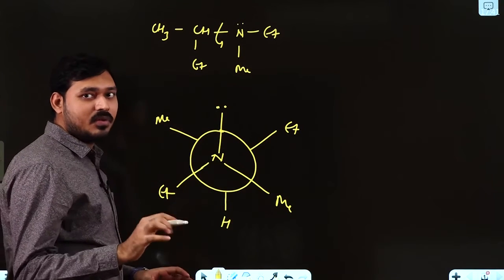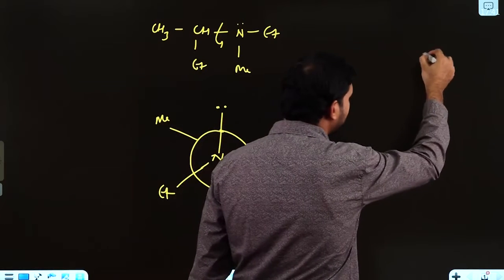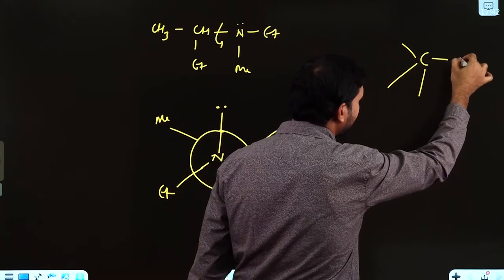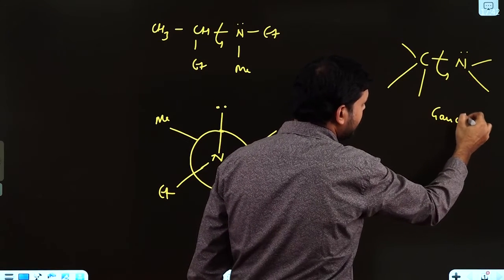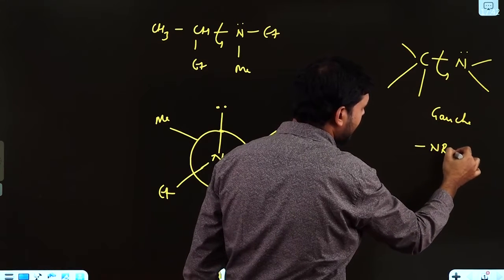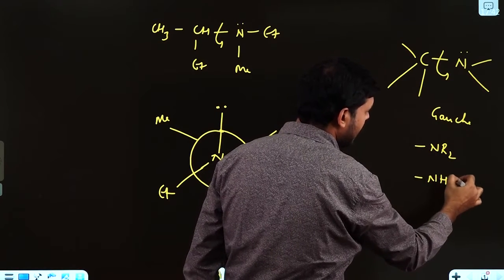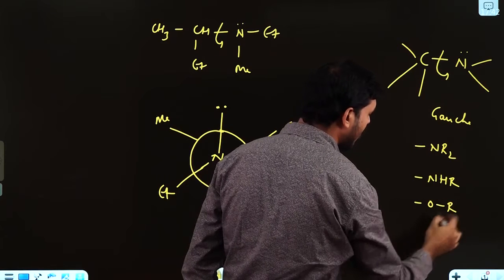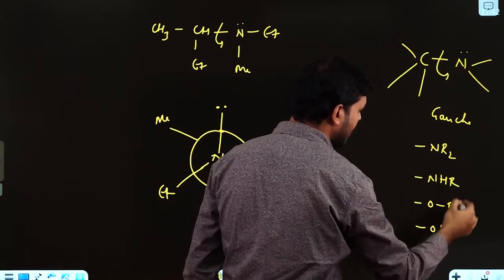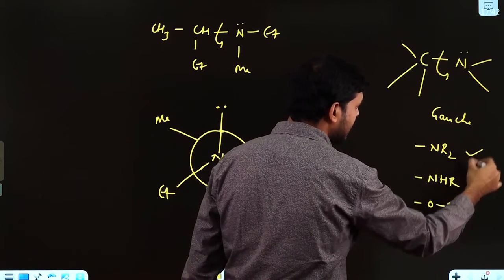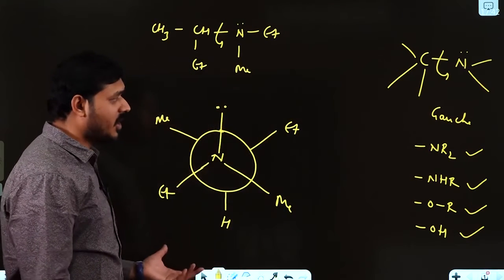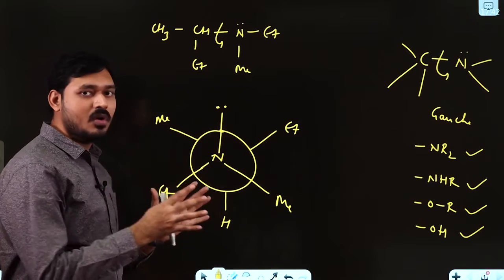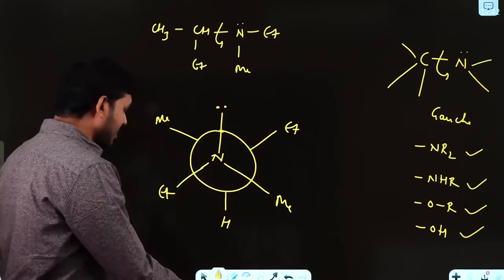Okay, so I am giving you a generalized format. This carbon is connected with any of the groups, and nitrogen is connected with any of the groups. In such cases, the gauche effect is observed, meaning in case of NR2, in case of NHR, in case of OR, in case of OH, in all these cases the gauche effect is observed. Either it may be due to hydrogen bonding or it may be due to the lone pair and bulky group being gauche to each other. Okay, so I think you have understood this entire portion.